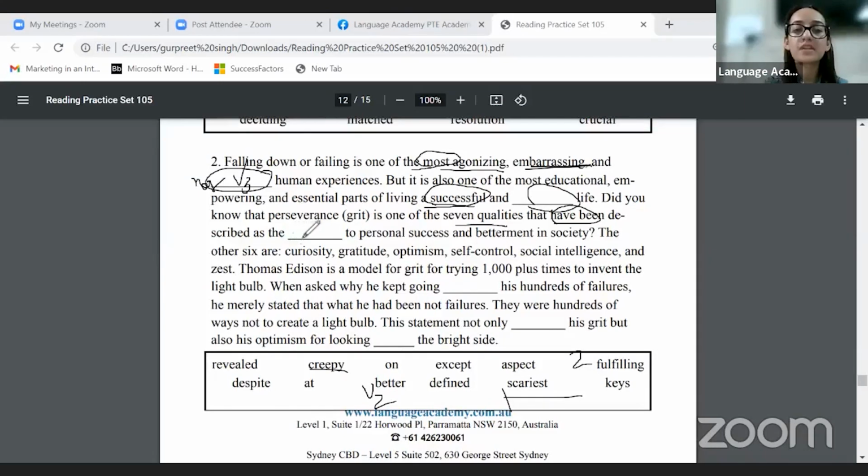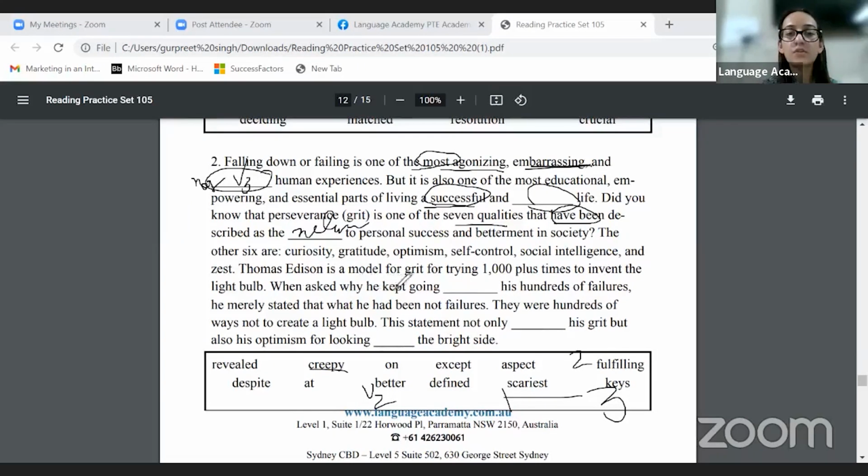So after "the" comes a noun, and we need a plural noun, because we are not talking about one quality, we are talking about plural qualities, and a noun that is plural, only one again. These are the keys to personal success and betterment in society. The other 6 are these.